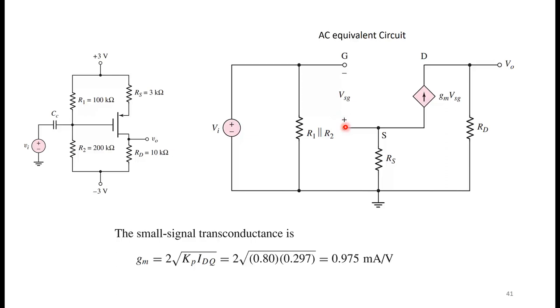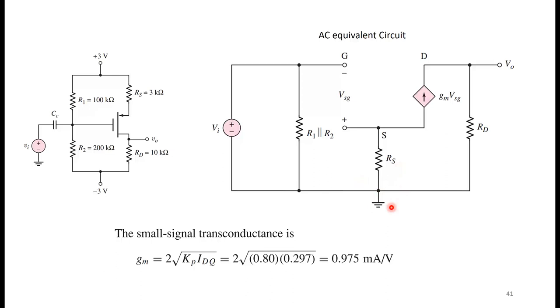Now the source resistance of 3 kilo ohm is connected from the source to ground, but the output here is taken from the drain terminal. And RD is connected from the drain terminal to the ground. Take note that this does not become source, it's still drain. This is all correct. If you put source here, it's going to be incorrect because the nodes will not tally.